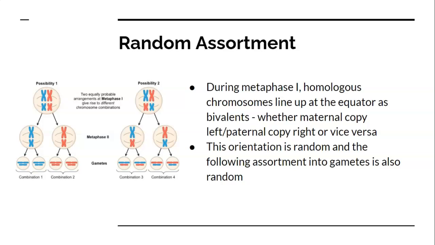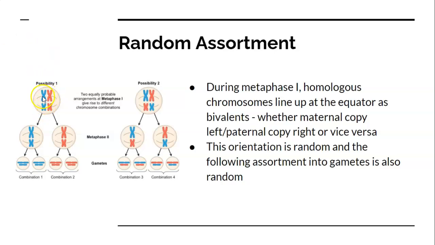From here, another way you can get genetic variation is through what's called random assortment. So during metaphase 1, homologous chromosomes line up at the equator of the cell. Now, whether the mom version or the dad version ends up on the left or the right is totally random. And because this is random, you get a little bit more genetic variation. And you can see that in the 2 possibilities.